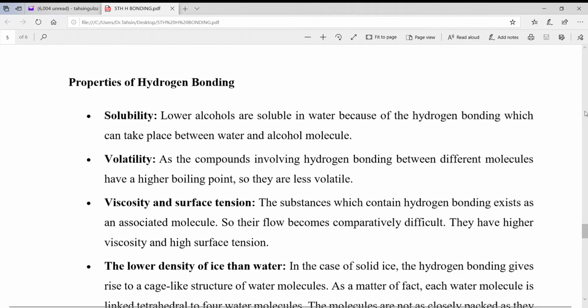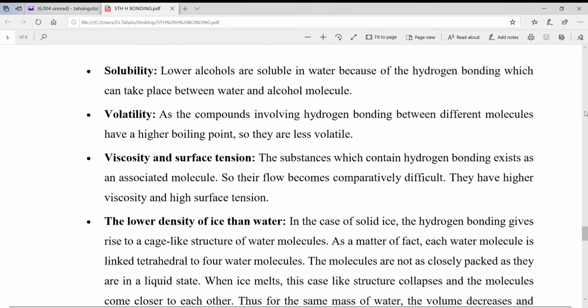Viscosity and surface tension are also influenced by hydrogen bonding. Their flow becomes comparatively difficult. They will have higher viscosity. Viscosity, you know, is the resistance of layers when any liquid or fluid is poured.